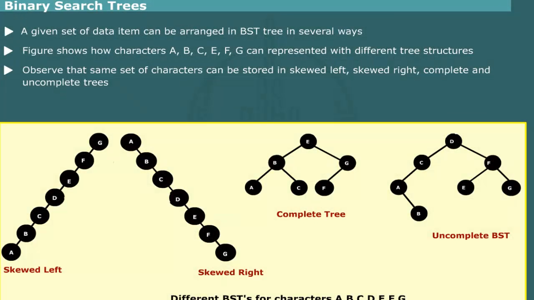Figure shows how the set of characters A, B, C, D, E, F, G can be represented in a binary search tree with different tree structures. Notice that two of the structures are skewed to left or right. In these cases, the binary tree actually degenerates into a linked list. Later on, we shall see that the overall tree structure is determined by the order in which nodes are inserted into the tree.